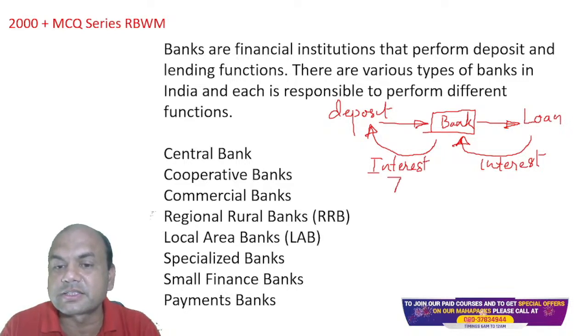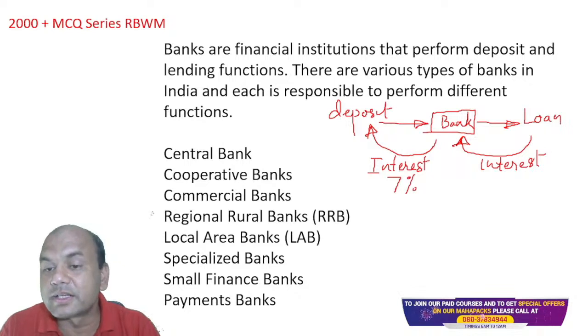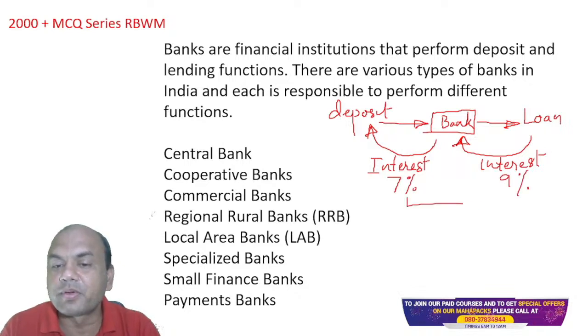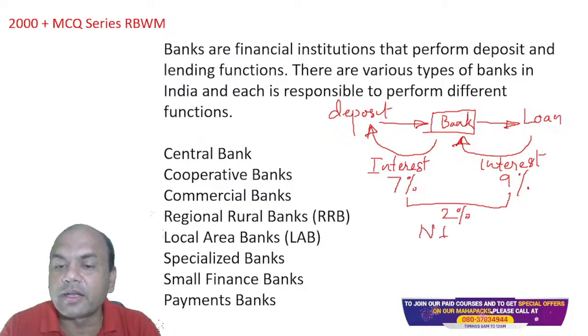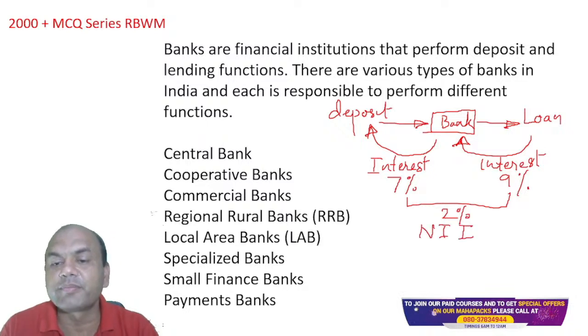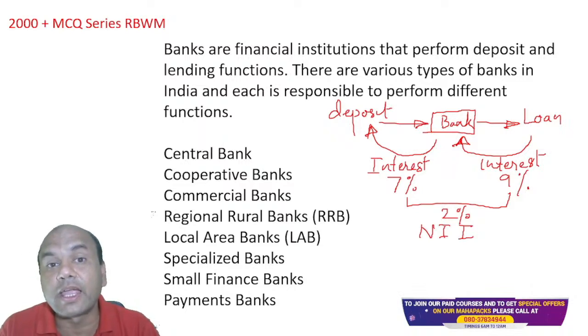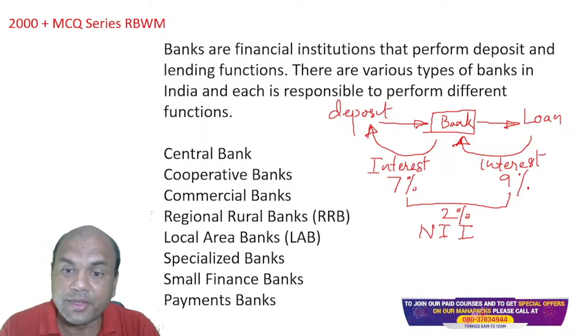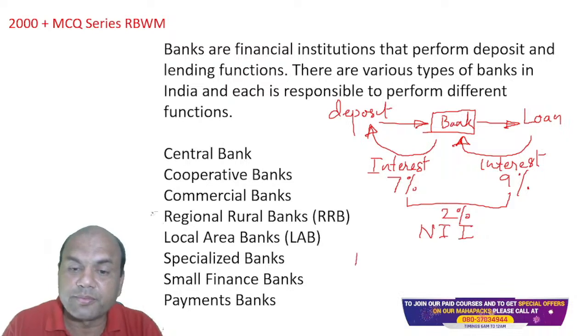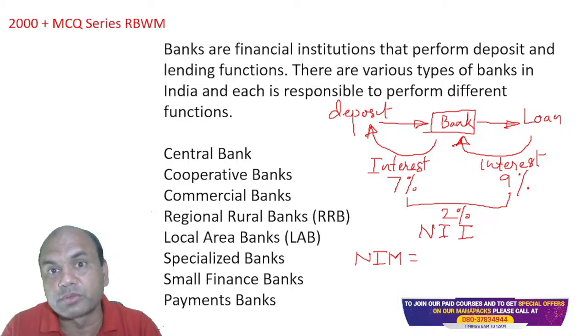Let's say this interest is 7%. Then this interest should be at least 9%, so that the gap of 9 minus 7, that is 2%, is known as NII, net interest income. Remember, it's not NIM. NIM is different. NIM is net interest margin. Remember these two by heart. You'll be getting at least one in the exam.